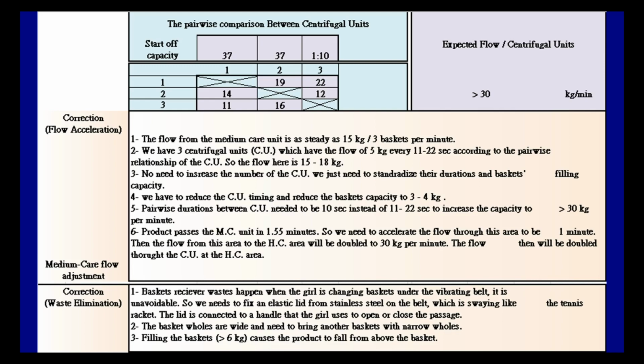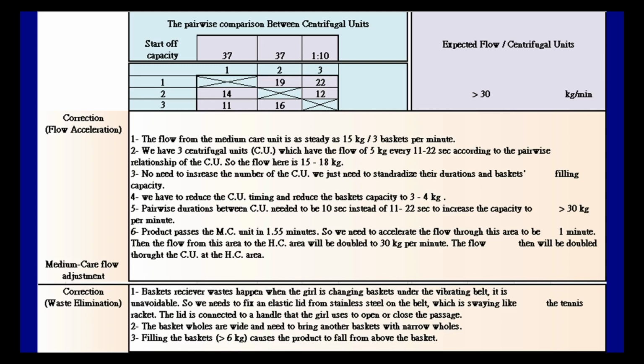1. The flow from the medium care unit is as steady as 15 kilograms/3 baskets per minute. 2. We have 3 centrifugal units, CU, which have the flow of 5 kilograms every 11 to 22 sec according to the pairwise relationship of the CU. So the flow here is 15 to 18 kilograms. 3. No need to increase the number of the CU, we just need to standardize their durations and baskets filling capacity. 4. We have to reduce the CU timing and reduce the basket's capacity to 3 to 4 kg.